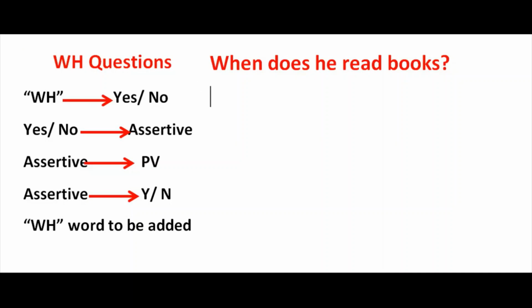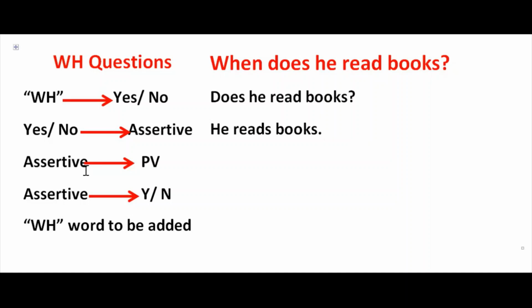First, we need to change this WH question into yes or no question. So we need to remove this WH word. So the yes or no question becomes, does he read books? So we have changed it into yes or no question. Then this yes or no question to be changed into assertive sentence. So the assertive sentence for this is, he reads books. This assertive sentence to be changed into passive voice. So passive voice begins with the object, that is books, and reads becomes read, he becomes by him.